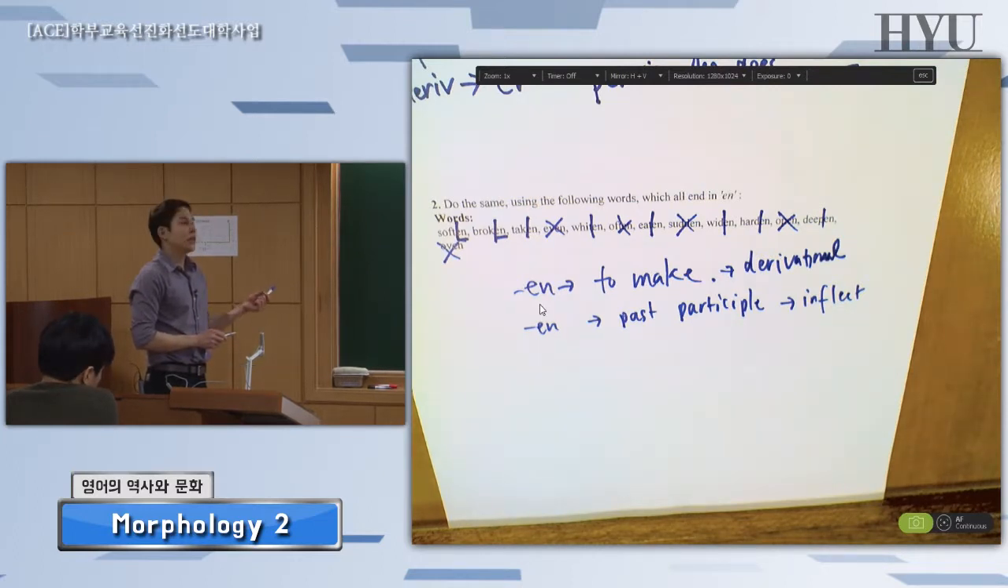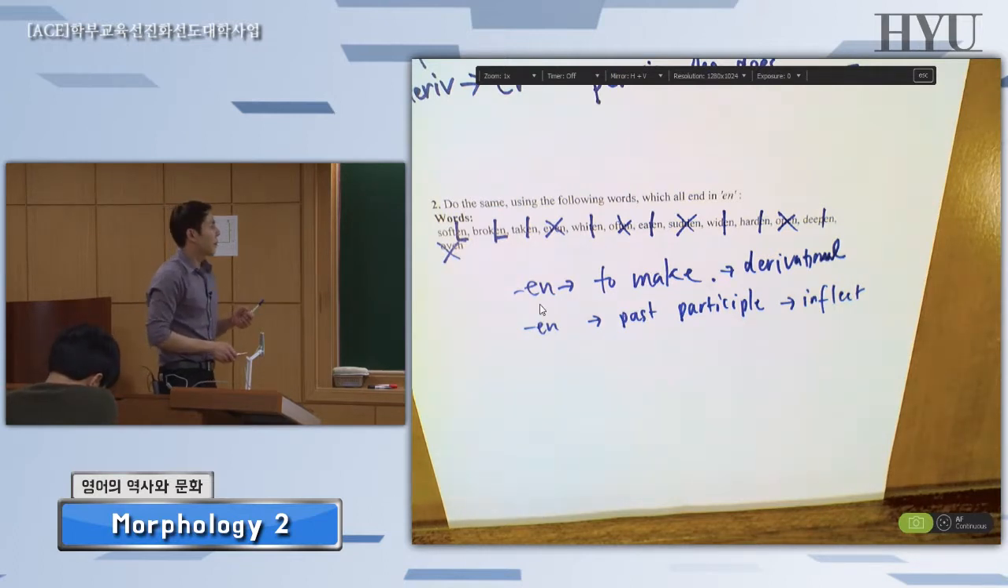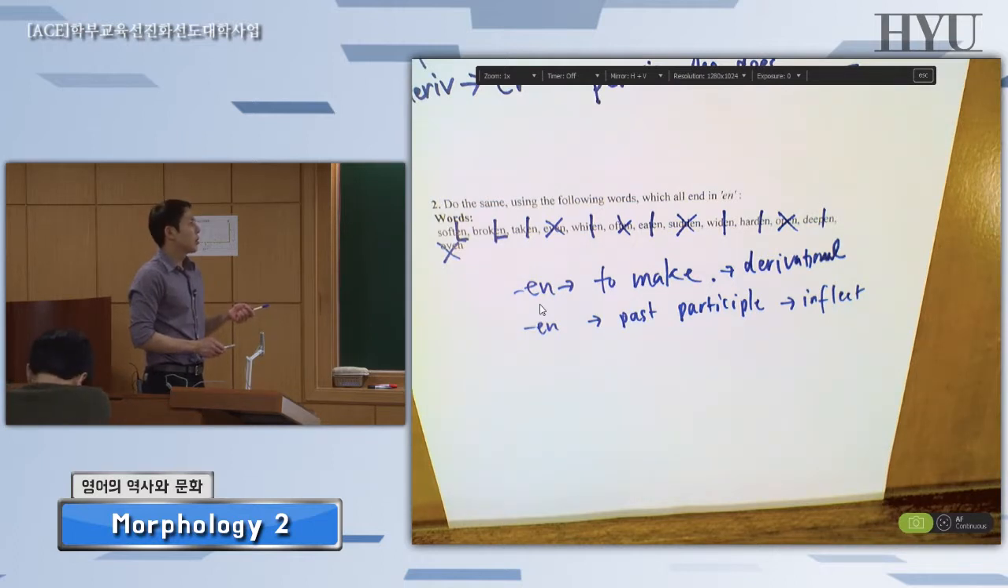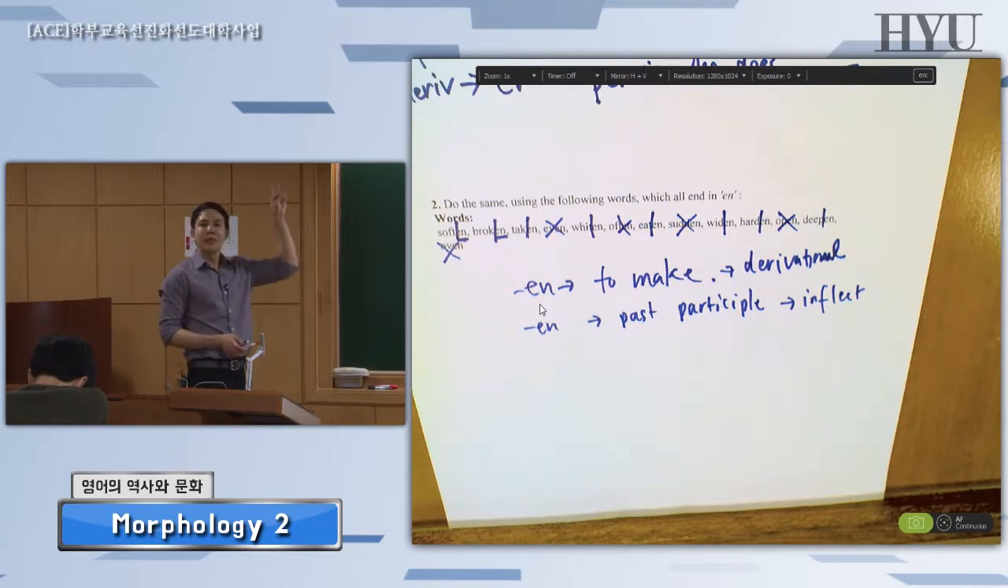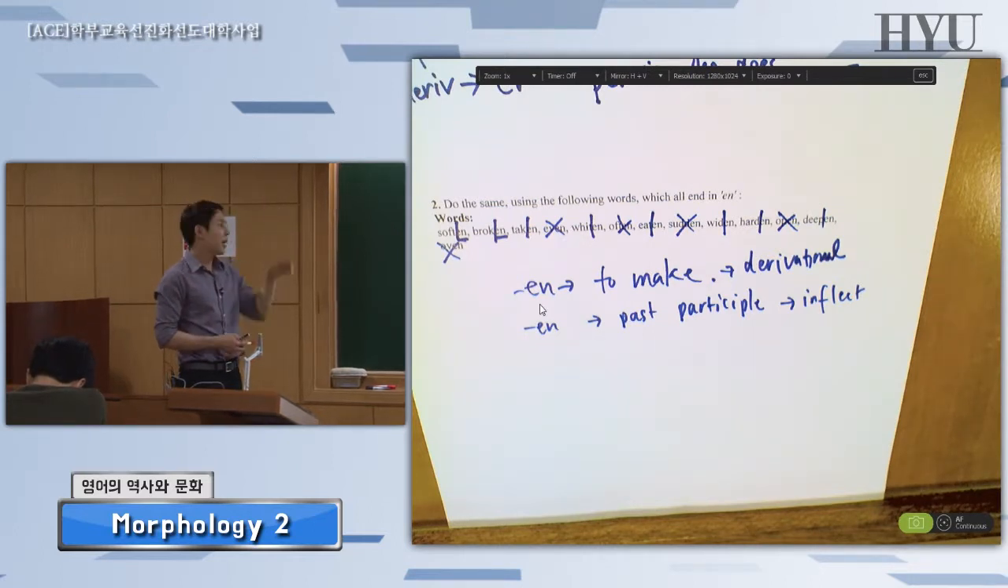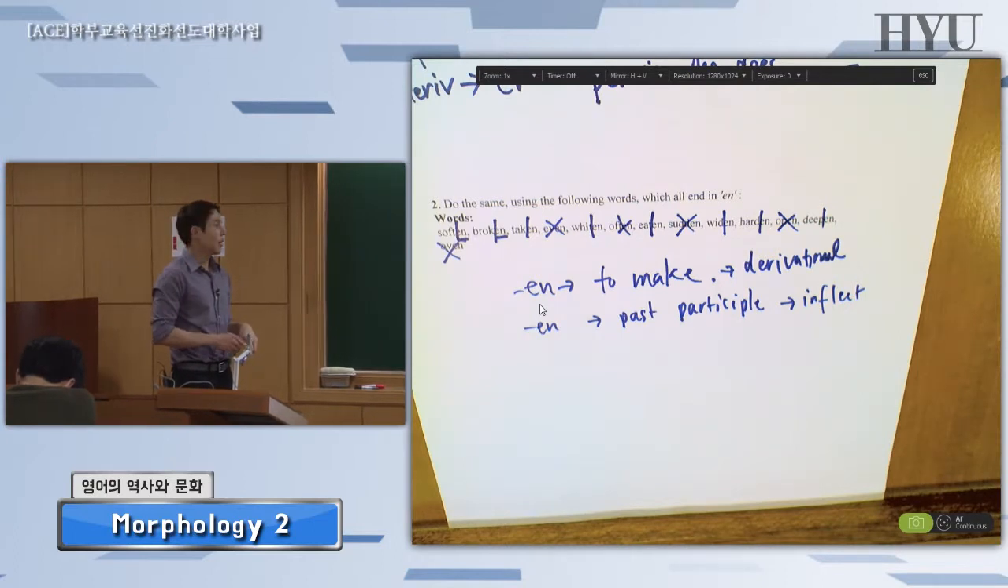Whiten, whiten is to make white, so it's to make, derivational. Eaten is past participle morpheme. Widen, to make wide, so derivational. Harden, derivational, to make hard. Deepen, derivational, to make deep. So it seems that in English there are 2 meanings of -en: to make, derivational, and past participle, which is inflectional.